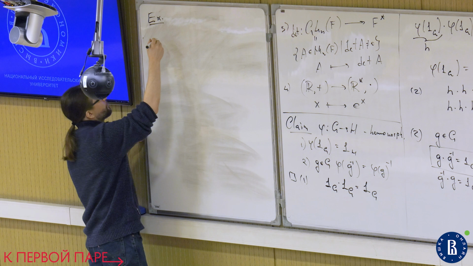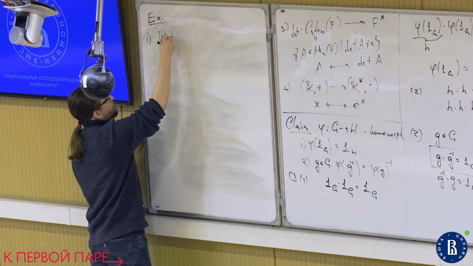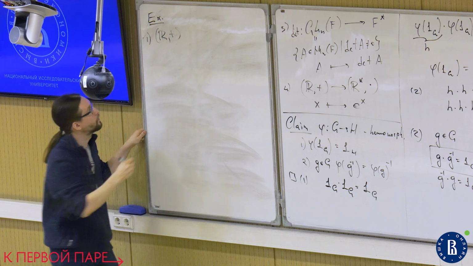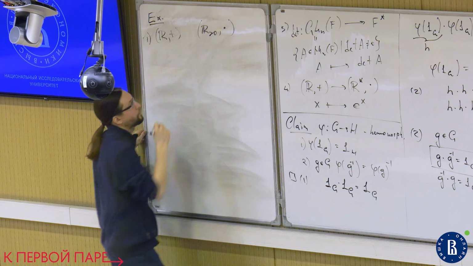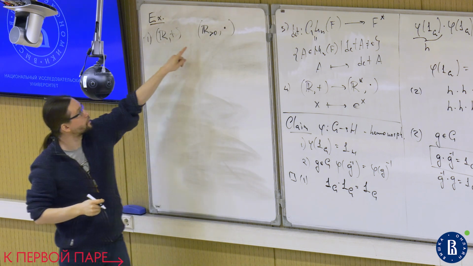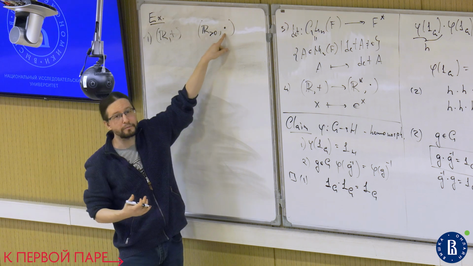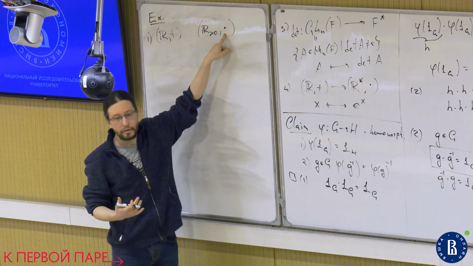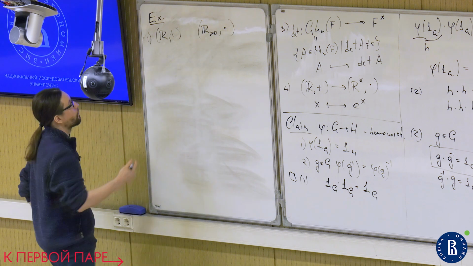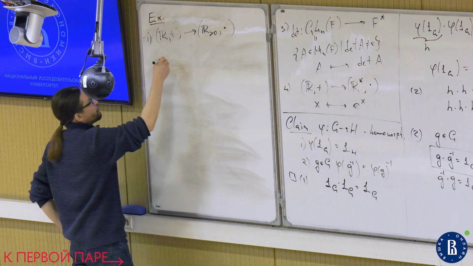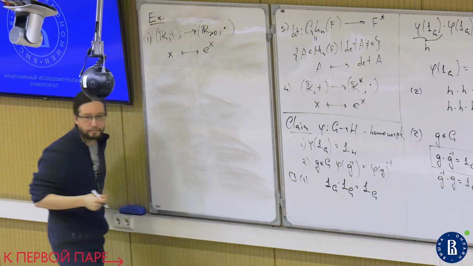Okay, examples. Example number one. Let's take something interesting. Let's take R with addition and R strictly greater than 0 with multiplication. So this is the set of all real numbers, and this is the set of positive real numbers. Here the operation is addition, and here the operation is multiplication. So the neutral element here is 0, the neutral element here is 1. Now, we have a map which takes each element x to the element e to the x.